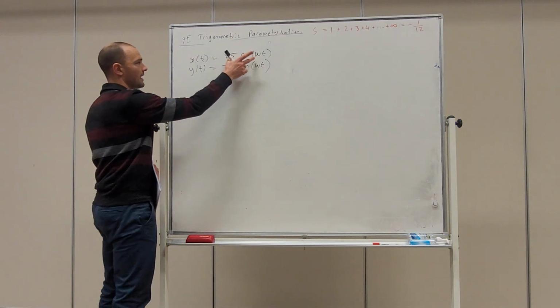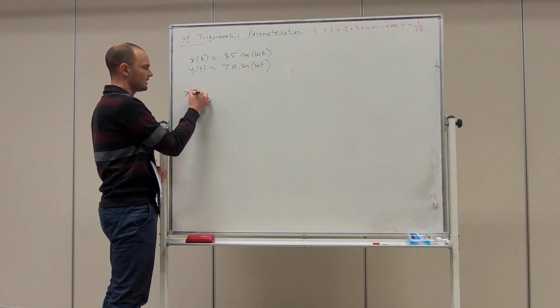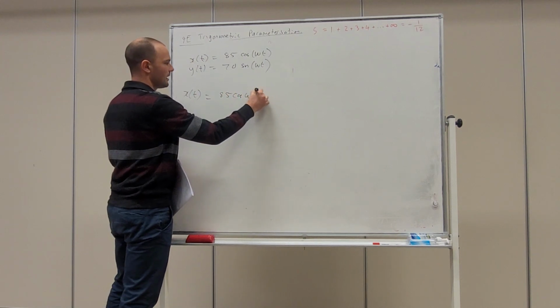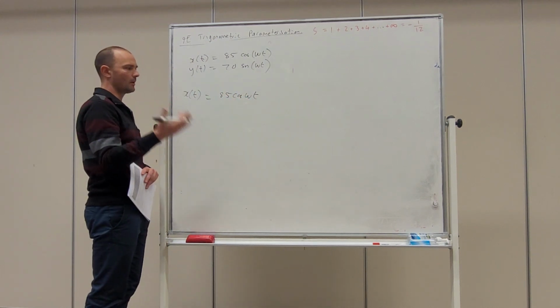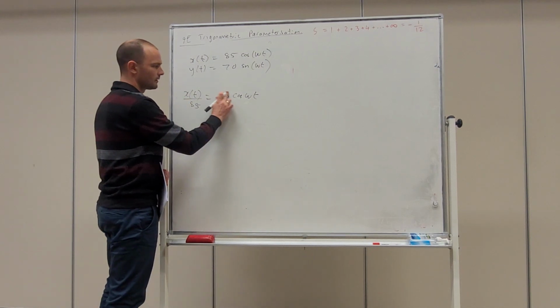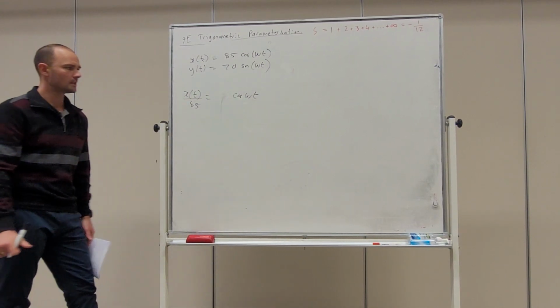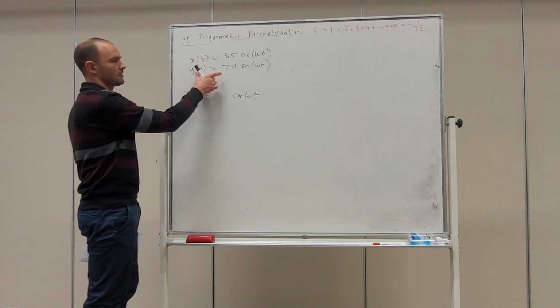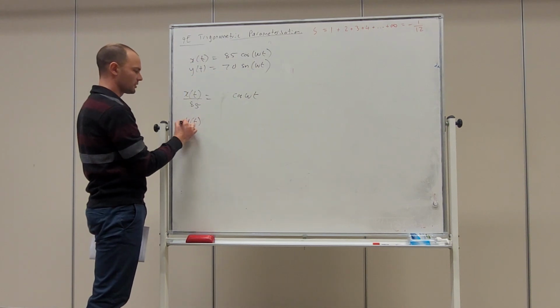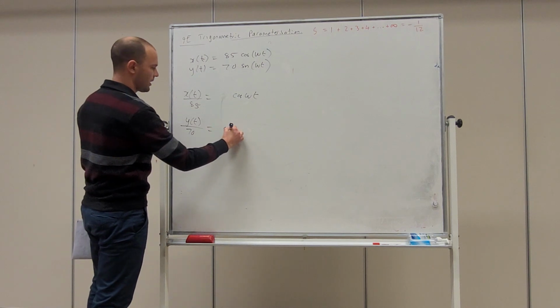So we're going to start with x of t. We have x of t equals 85 cos wt, and I'm going to divide both sides by 85. So I'll have x of t on top of 85 equals cos of wt. And I'll do the same for the sine. I'll divide both sides by 70, so I'll have y of t on top of 70 equals sine of wt.